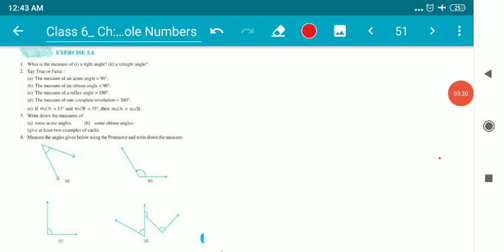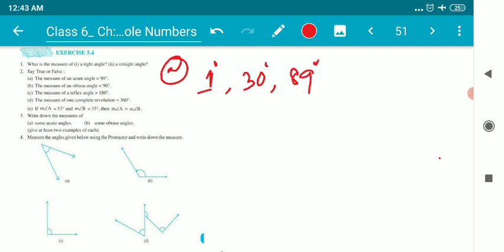All right, now children, let us write down the measure of some angles. Question number 3a, some acute angles. Children, for acute angles, I can simply start from 1 degree, then I can write 30 degree, I can write exactly 89 degree. You can write any of the angles starting from 1 degree up to 89 degree.